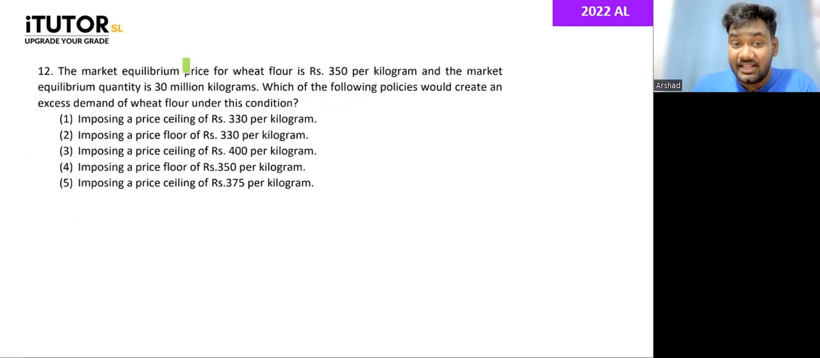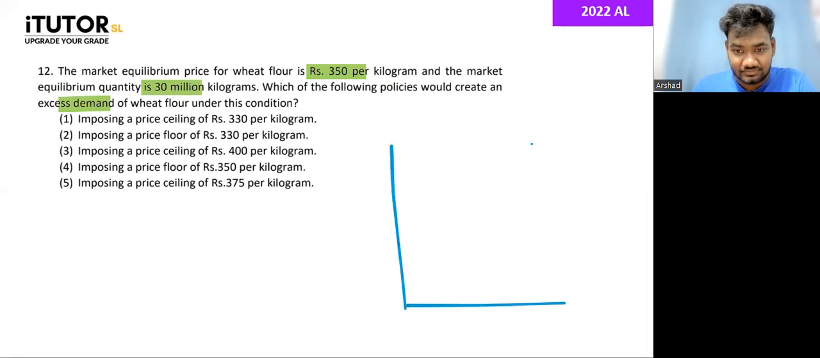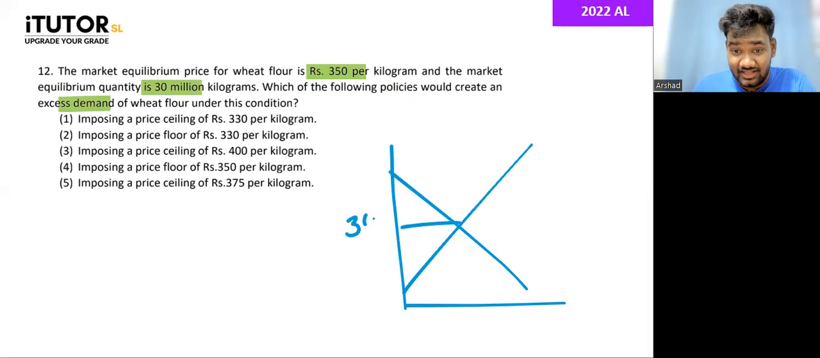The market equilibrium price for wheat flour is 350 and the market equilibrium quantity is 30. Which of the following policies would create an excess demand? When will there be excess demand? Quickly think and tell me. When you set the price above or below the equilibrium, currently the price is 350. So when will there be an excess demand? You will have an excess demand if you set the price below, right? Then the demand will be more. So your answer has to be a price below.